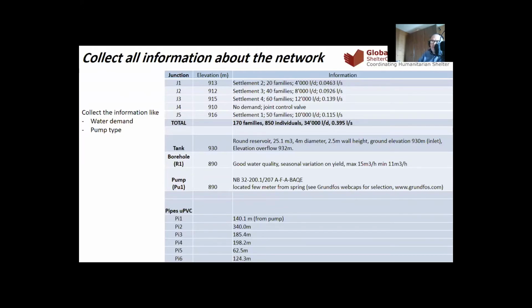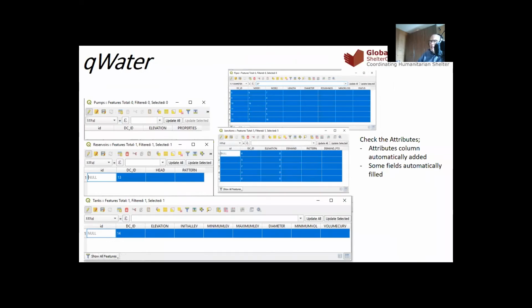For example, the elevation of the pipe. No, this is not important, but how many liters per second is the demand, the elevation of the tank, the elevation of the reservoir. And now you check that the layers have been automatically filled.